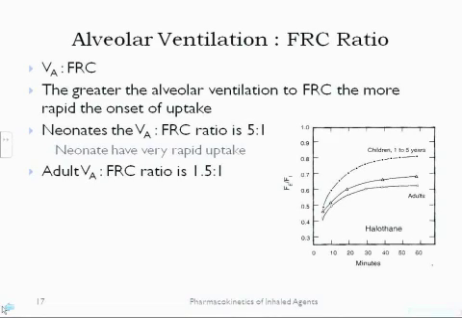On the other hand, adults have a minute ventilation to FRC ratio of only 1.5 to 1. It's still a little greater than FRC, but it's limited. So adults tend to go to sleep much slower with inhalational induction. The older the adult is, the more the number goes toward 1.5 to 1. If you have a kid who's 12 or 13 years old, can you still do inhalational induction? Absolutely. These are maybe around 2 to 1.